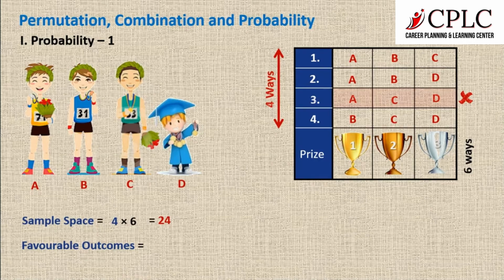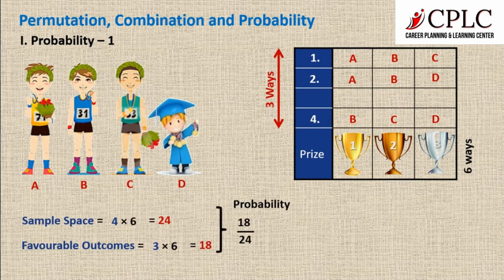So B is part of the group, 3 scenarios, and in each of them obviously we'll again have 6 ways of distributing the first, second, and third prizes. So favorable outcome is 6 3s are 18, and the probability is favorable outcome divided by sample space, that is 18 upon 24. You solve that, you get 3 by 4 as your answer. So 3 by 4 is your probability.